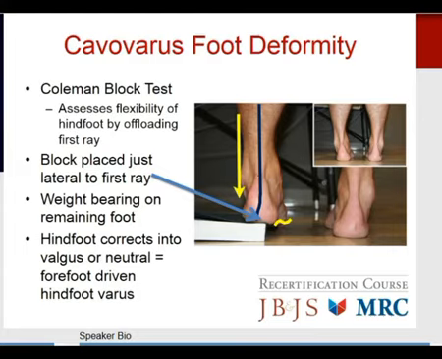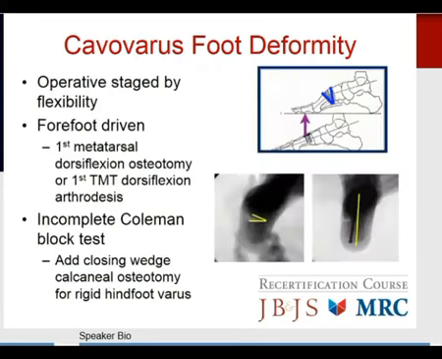It's important to recognize that, because this will depend on how we treat it or correct it once it's done. If we use the Coleman block test and the hindfoot stays in varus after offloading the forefoot, we recognize that it's not simply a forefoot-driven deformity. Instead, there's rigid hindfoot varus commensurate with that. And like I said before, this all helps us out with how we treat it operatively.